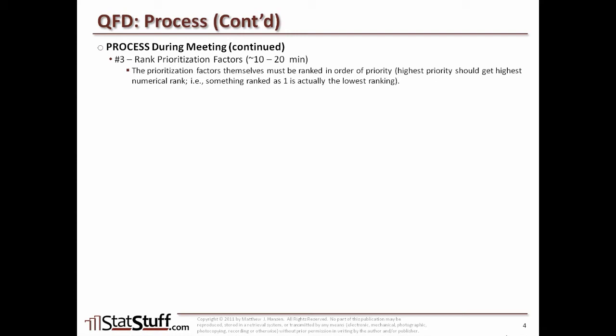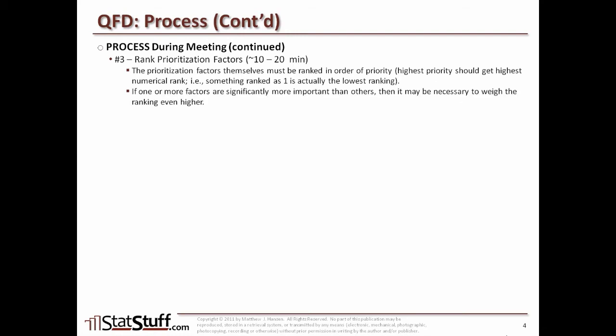When you determine the order of priority, what you're going to use is the lowest number, one, to refer to the lowest ranking, and whatever is considered the highest ranking should have the highest number. So again, if you have, for example, 5 different prioritization factors, you could rank them from 5 to 1, 5 being high, the top priority, 1 being the lowest priority.